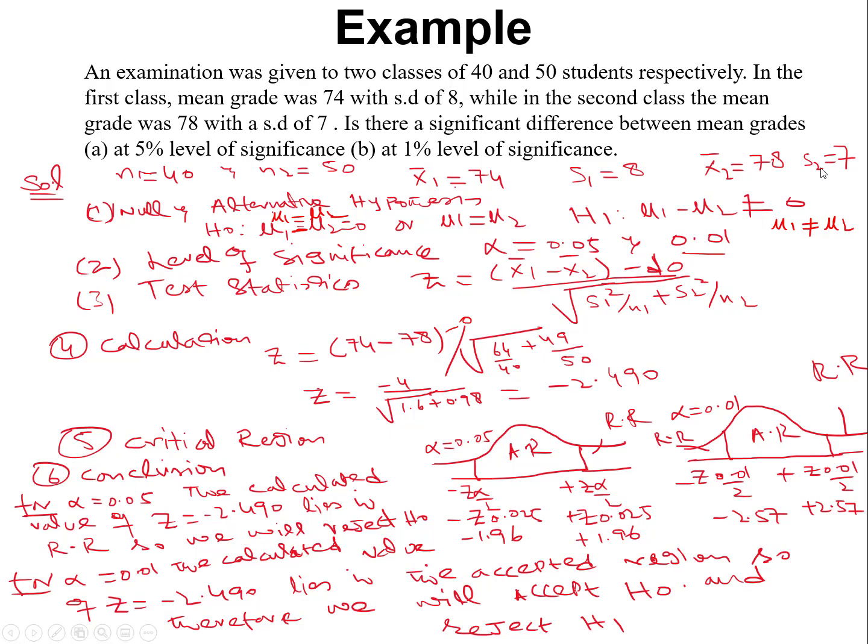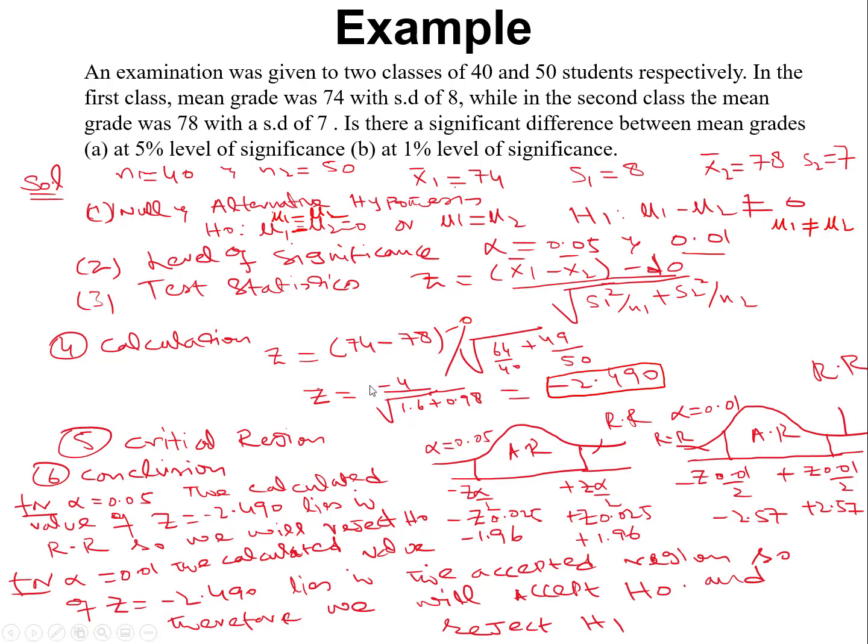So what is your s2? For the second type of data, the standard deviation is 7, and this is 7 squared. So 7 sevens are 49, divided by n2, and n2 is 50. When you further simplify it, this is our calculated Z value, which is equal to minus 2.490.